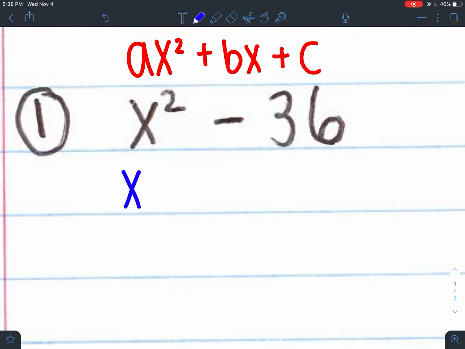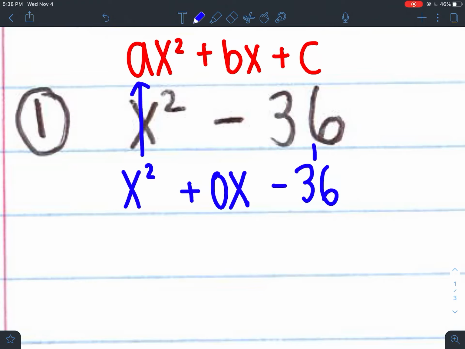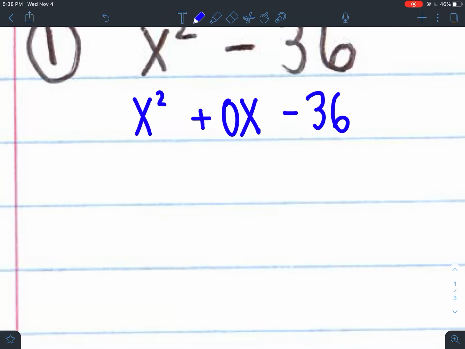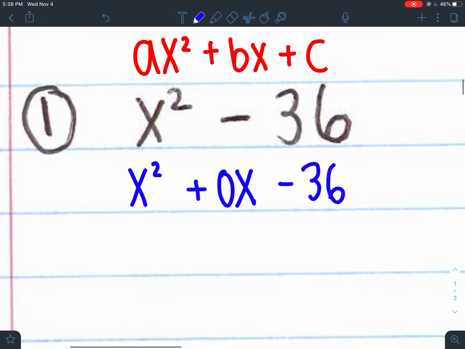So I need to rewrite this so that the B is there. This is going to be x squared. Remember, our B is missing, so this would be plus 0x minus 36. This is your ax squared, this is your C. We're missing the B, and our B here is a 0. So how many terms do we have now? We have 3 terms.